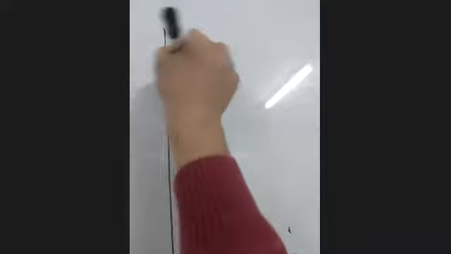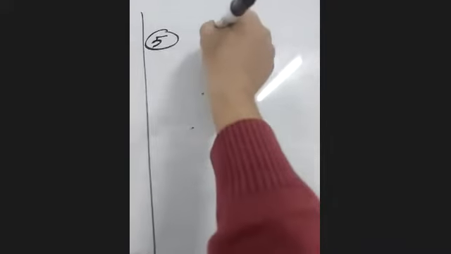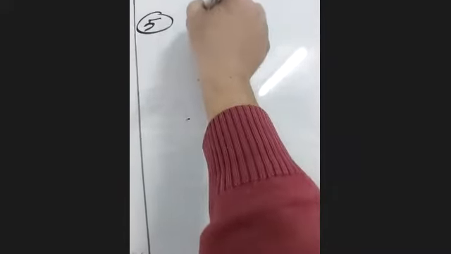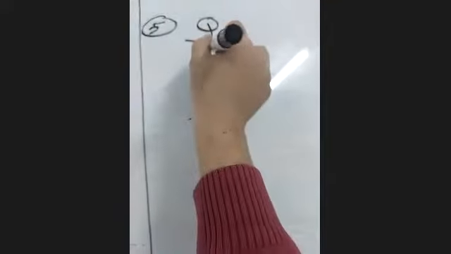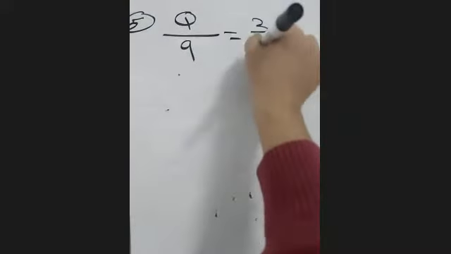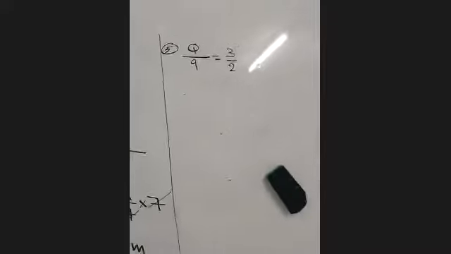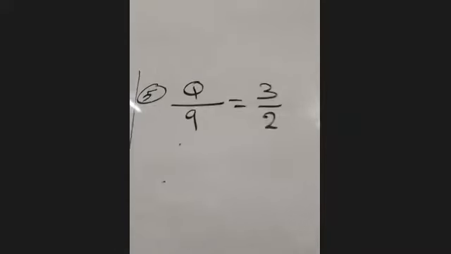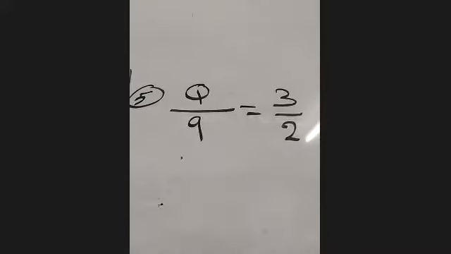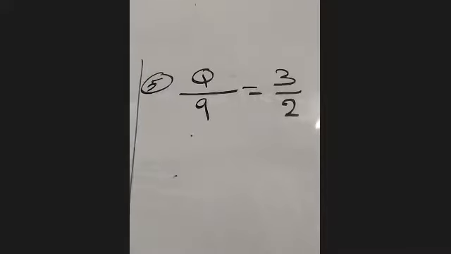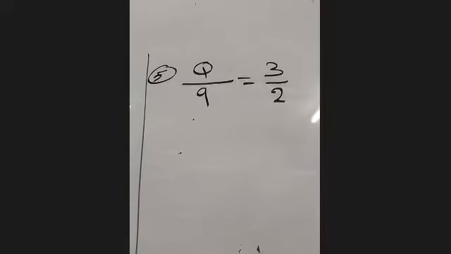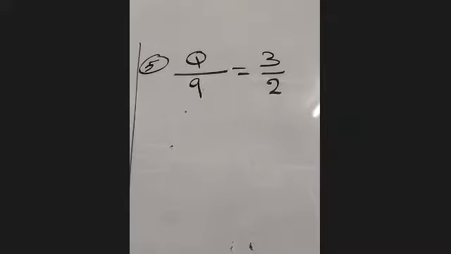For example, look at the board. See this example: Q over 9 equals 3 over 2, for example. What's the type of this equation, Yabni? It's a fraction. What is the type of this equation?